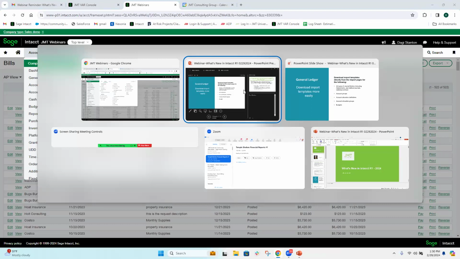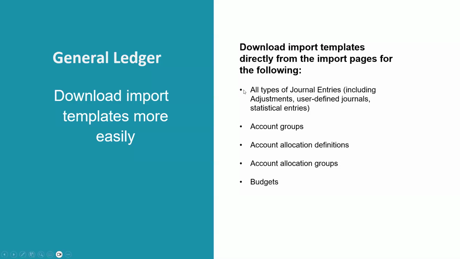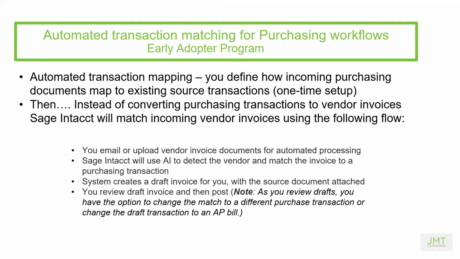Let's get to some exciting stuff. Here we go. That's the import template. Let's talk about some really new functionality. This is another opportunity for early adopter programs. A lot of us use purchasing, and one of the reasons a lot of us haven't really jumped on the AP automation bandwagon is that AP automation was not available with purchasing up until this point.